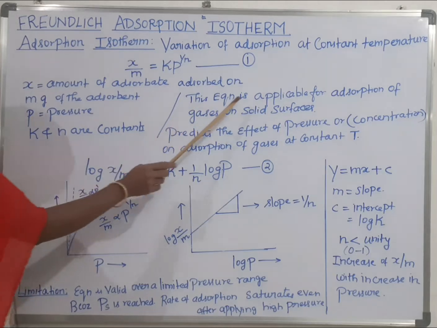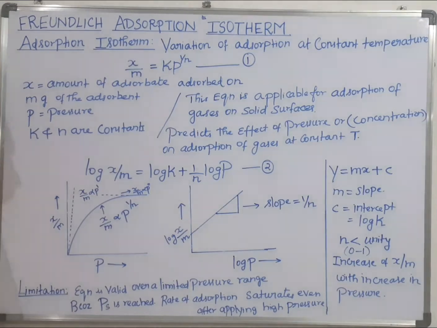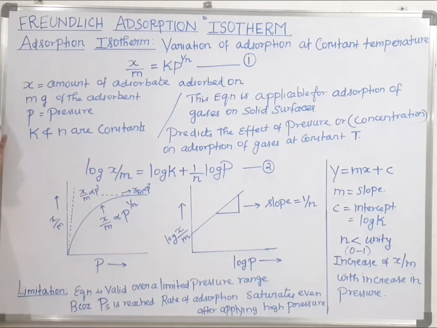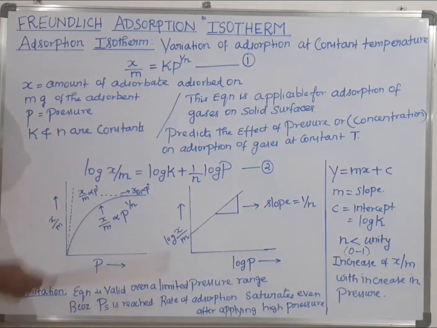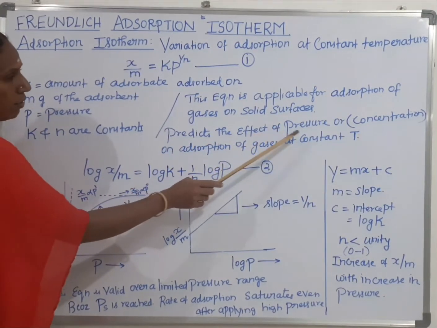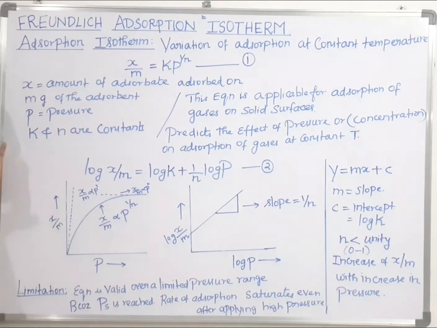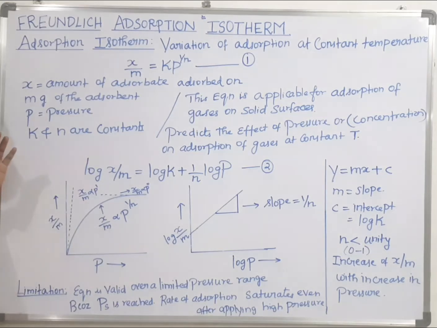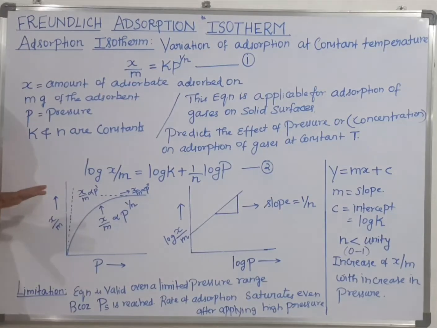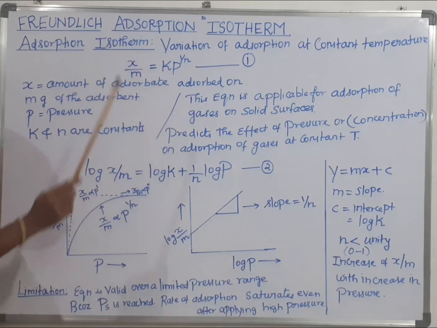Then this equation is applicable for adsorption of gases on solid surfaces. So the gases adsorbed on the solid surface, gases are the adsorbate. So for this process this equation is applicable, and also this equation predicts the effect of pressure or concentration on adsorption of gases. That is, the gases adsorbed on the solid surface, temperature remains constant. So this equation predicts the effect of pressure or concentration on this adsorption process. So these are the two important factors of this equation.